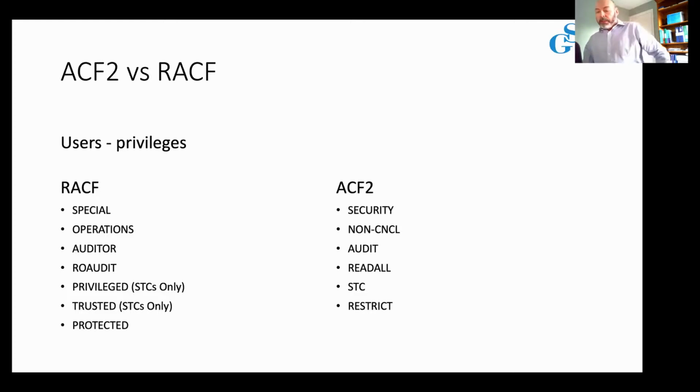Privileged and trusted apply only to started tasks. Trusted is for started tasks where it bypasses all security but will log access, and privileged will bypass all security but will cut no logs. And protected, last one on there for RACF, is the user ID cannot log on with a password. So your started tasks would be set as protected because they do not require a password to log on or to start, basically.